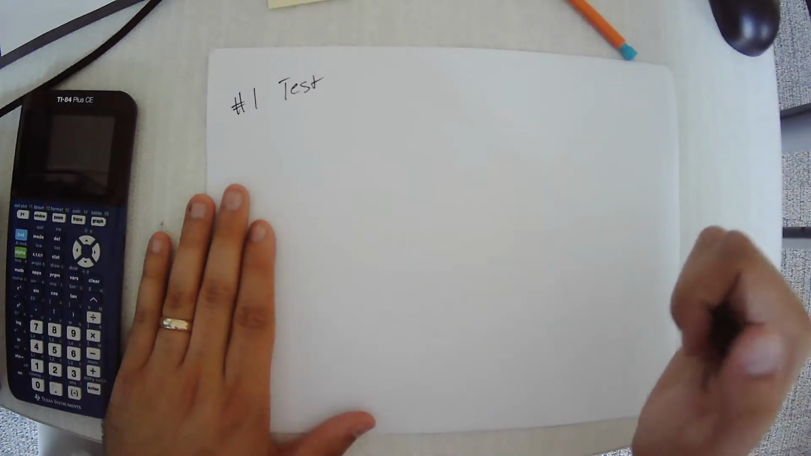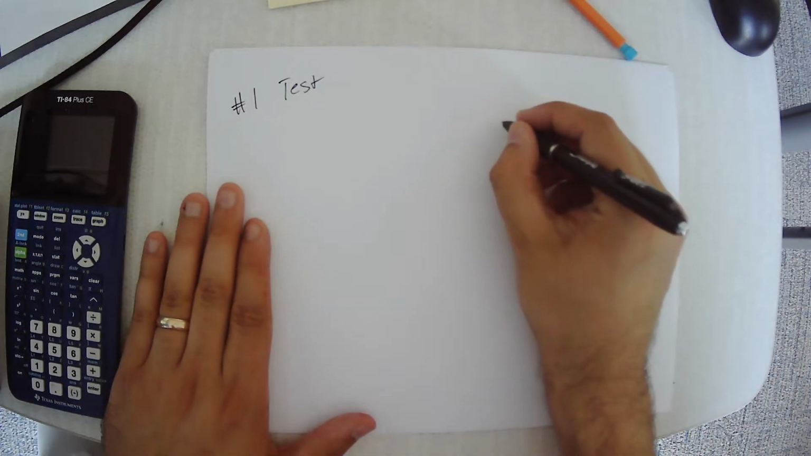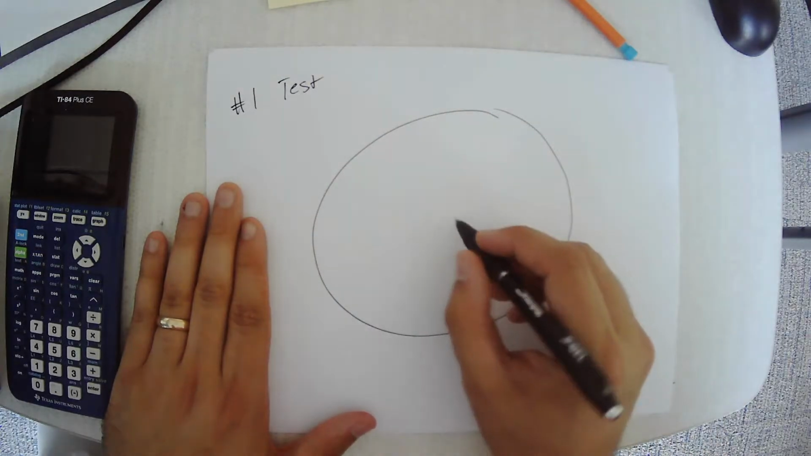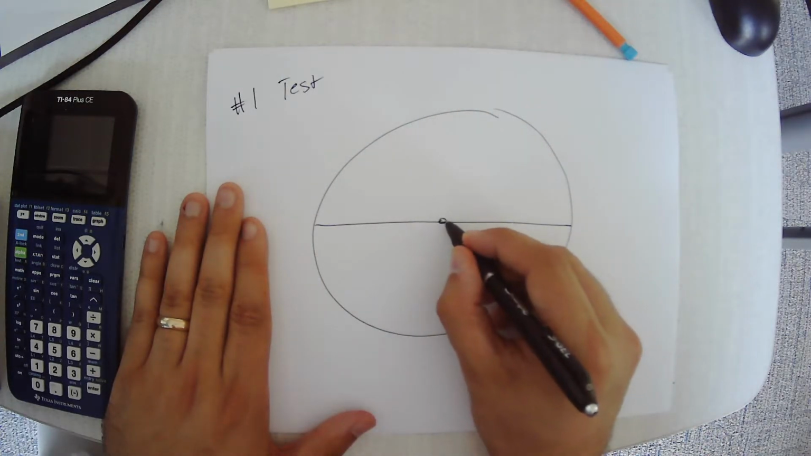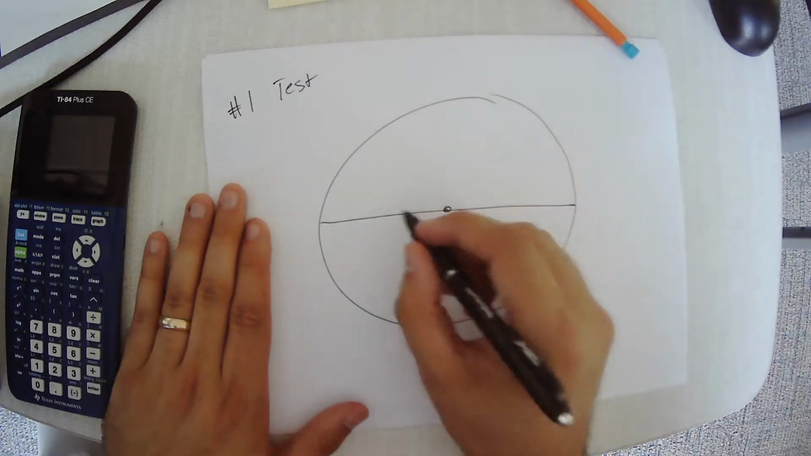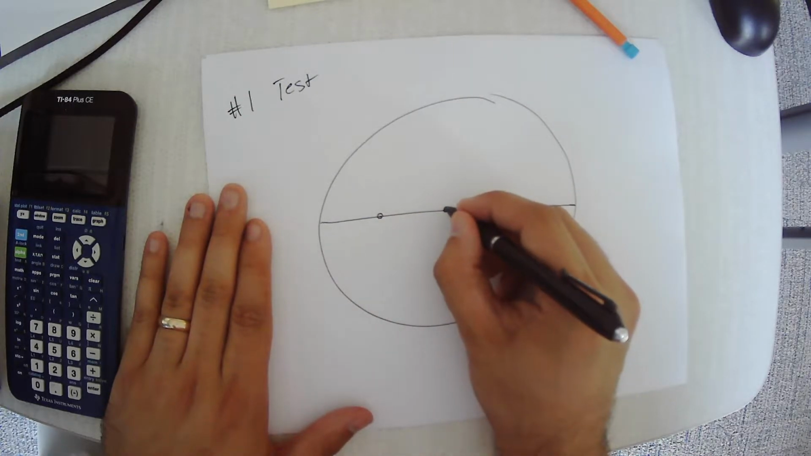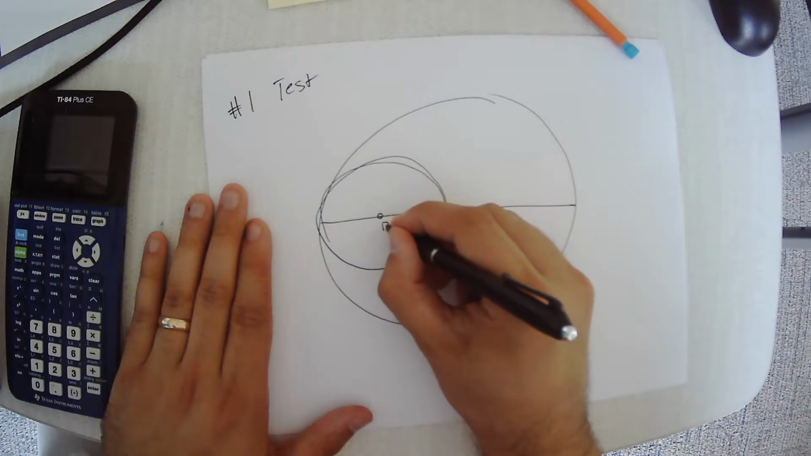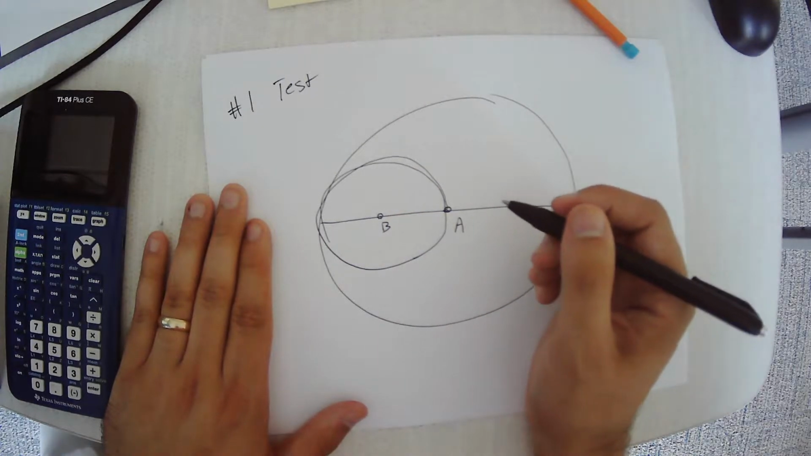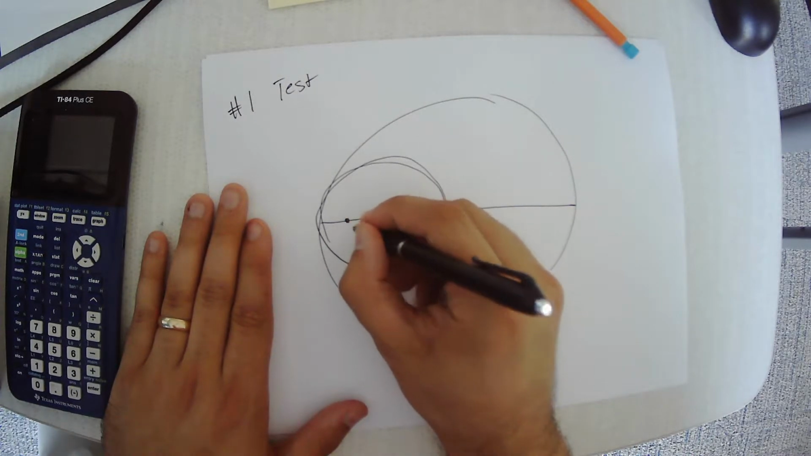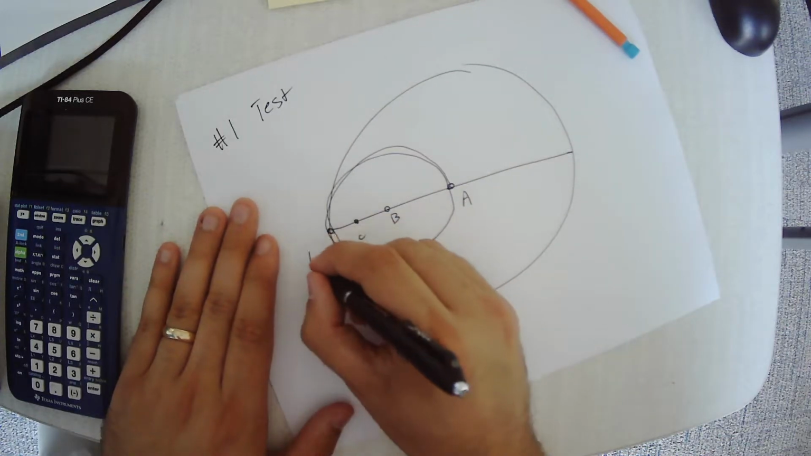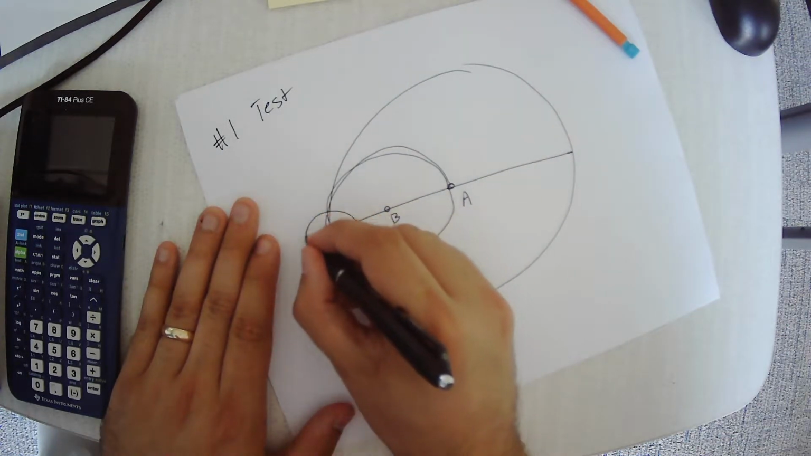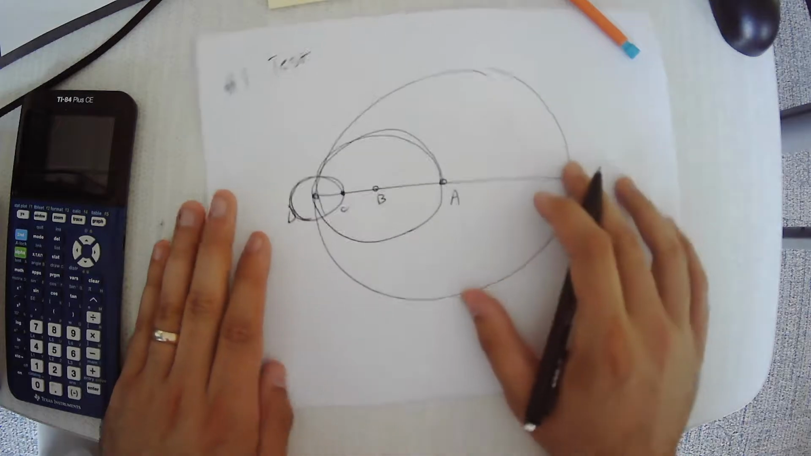Okay, number 1 on the test was something like this. We had a big circle with a diameter. That was point A. Inside that, we had another circle. That was point B. And then C even subdivided that. And that's D over here. Pretend these are perfect circles.